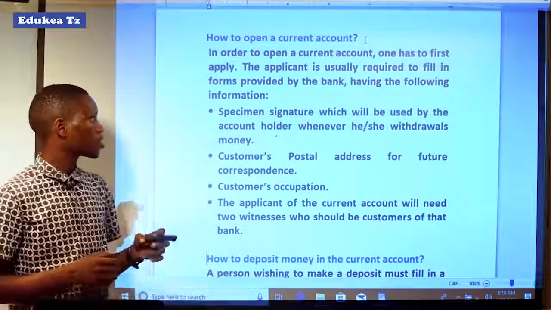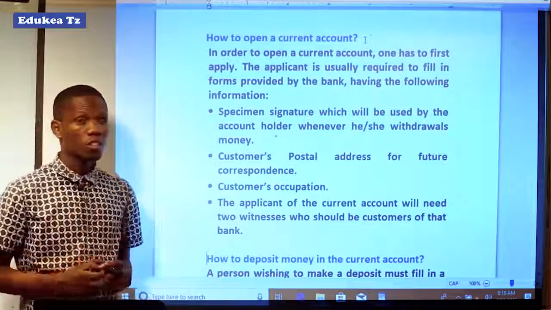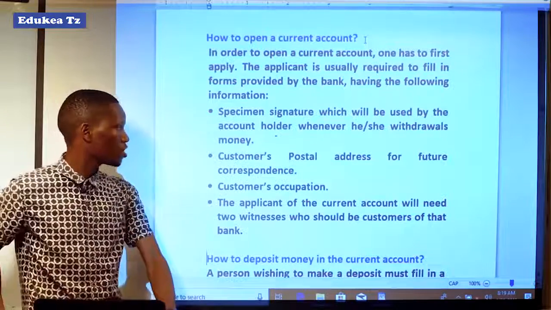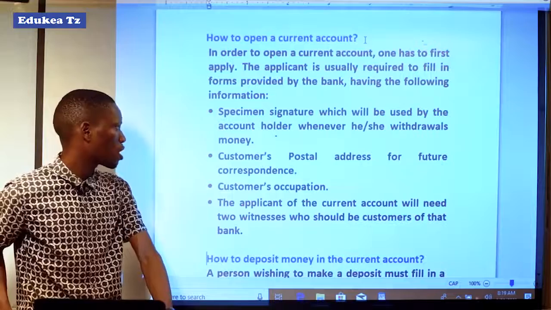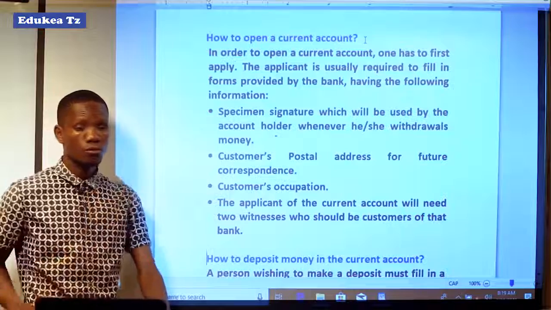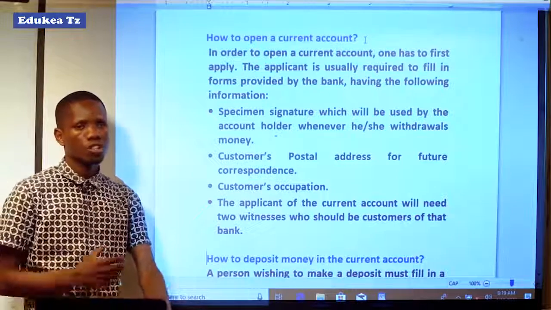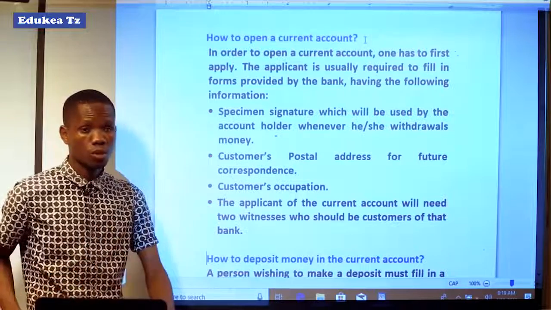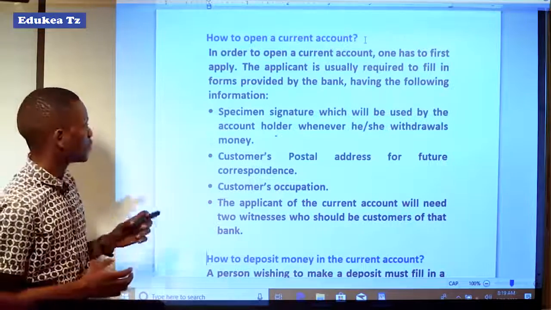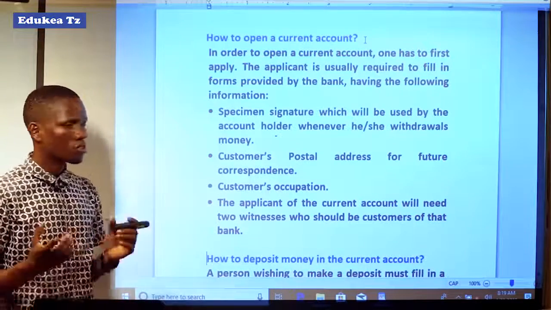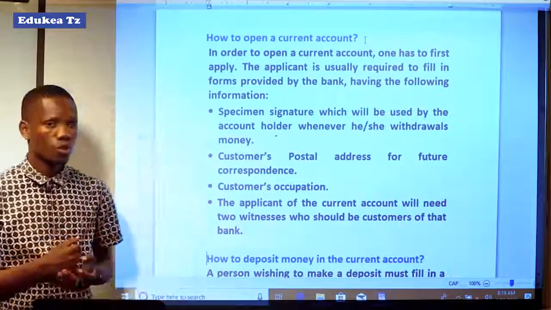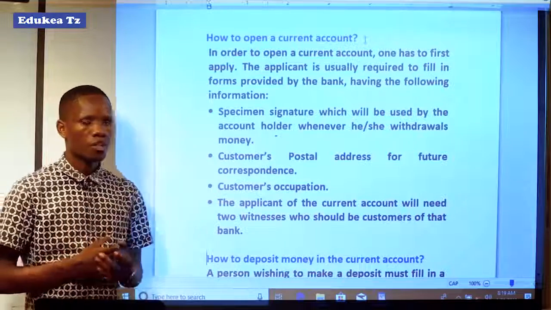So these forms now contain different information as follows. First, specimen signature, which will be used by the account holder whenever he or she withdraws money. It means within this form there is different information which needs to be filled in by the person who wants to open an account. First here it is a specimen signature. It means a signature of the account holder that will be used by the account holder when he or she wants to withdraw money from the bank.